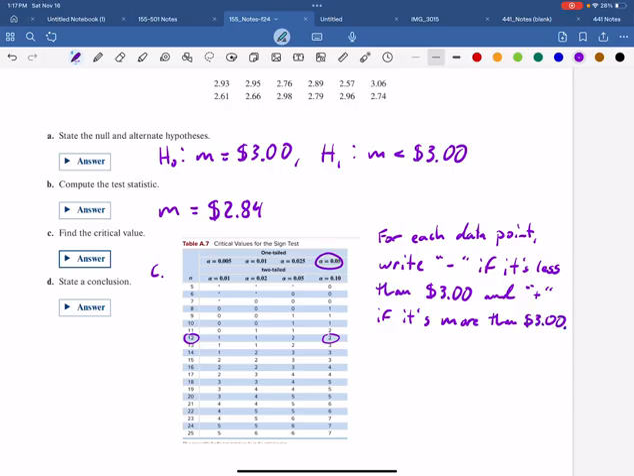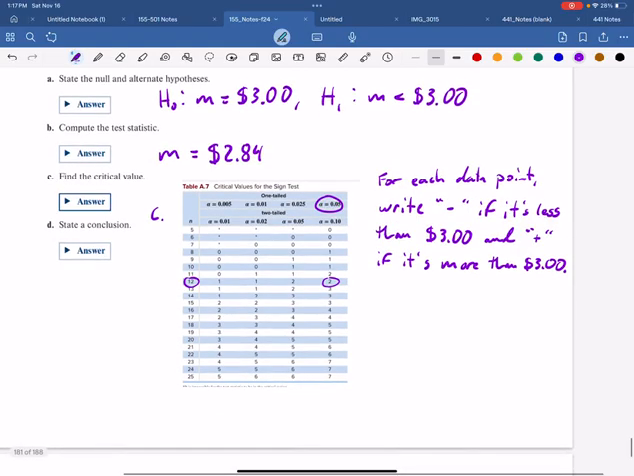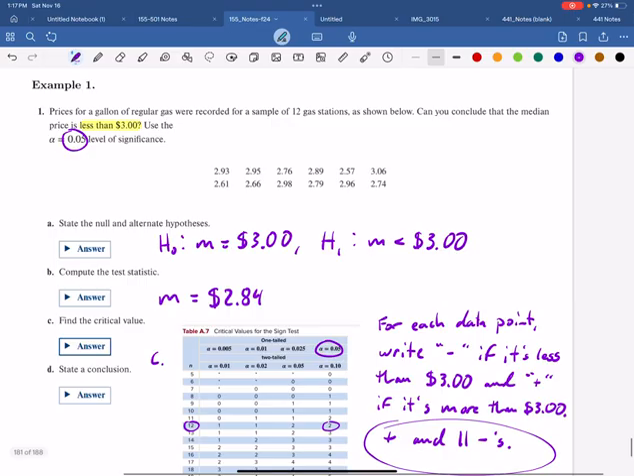Okay? Now, you don't literally need to do all that, but you can if you want, right? You do 11 minus signs, right? I'll just write one plus sign, right? You see that that's what we have, right? Because there's only one data point that's above $3. We ignore the zeros, by the way. If something is exactly equal, we'll just ignore it.